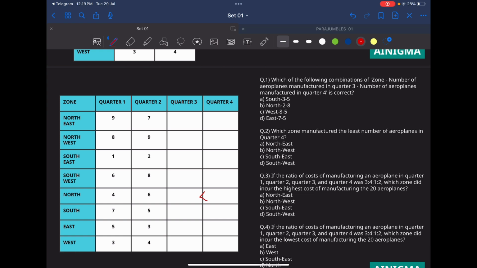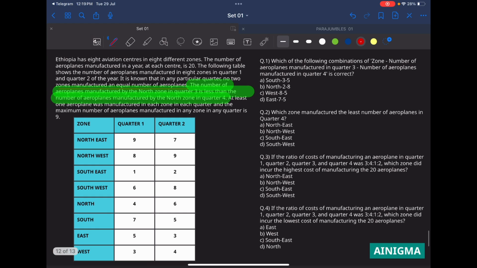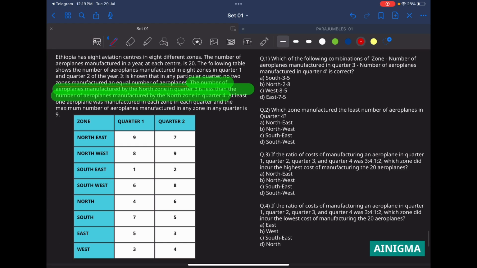Now, one is that the minimum value has to be 1. Like the minimum value has to be 1. 1, 2, 3, 4, 5, 6, 7, 8, and 9. The minimum has to be 1 and maximum has to be 9. That's being said in this section. Okay. After that, let's start cracking the set as much as we can.